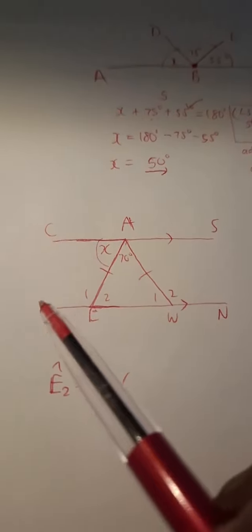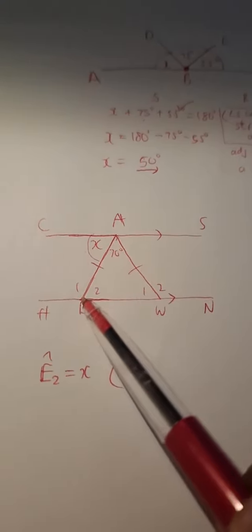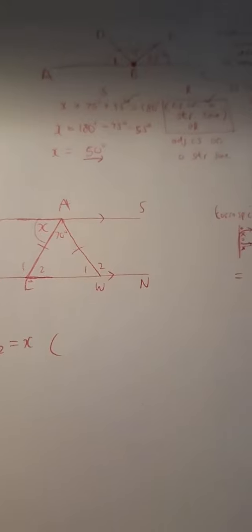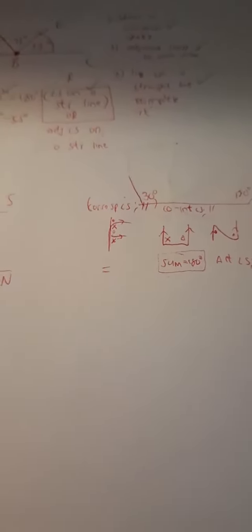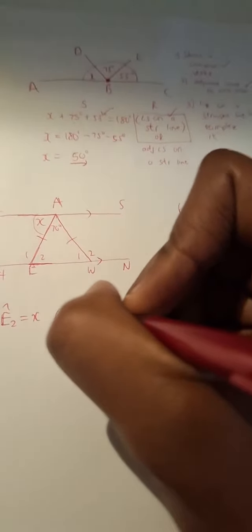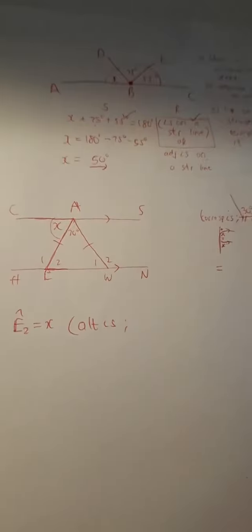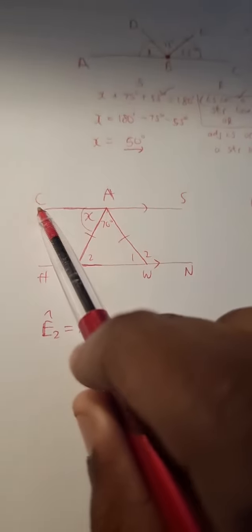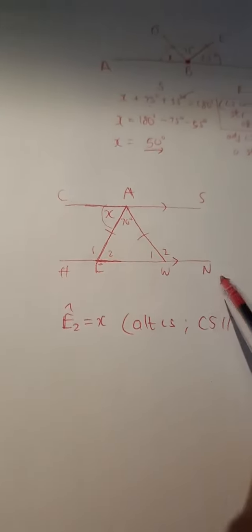Because we are told that these lines are parallel, and obviously this X and this 2 give us a relationship. Yes, you are 100% correct, Lifa. It is the Z effect, the Z relationship. So when we write the reason why angle E2 is equal to X, we say, guys, alt angles. And then after that, we must indicate the lines that are parallel. CS is parallel to HN.